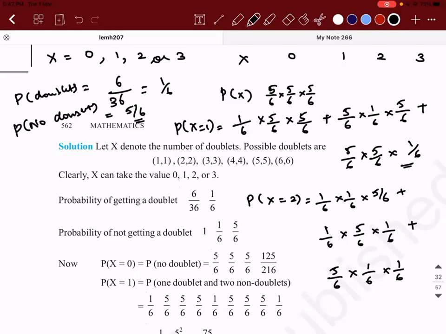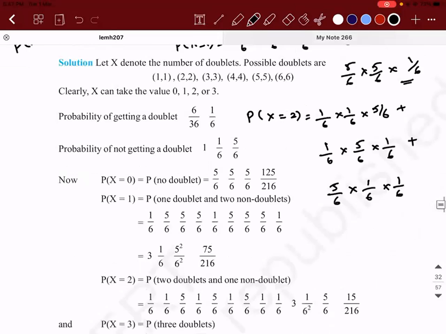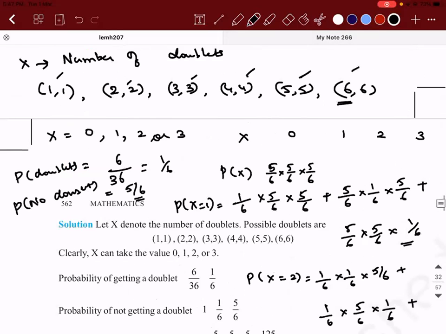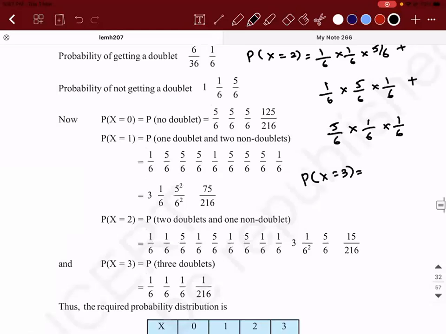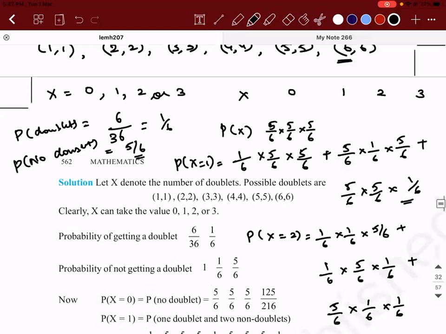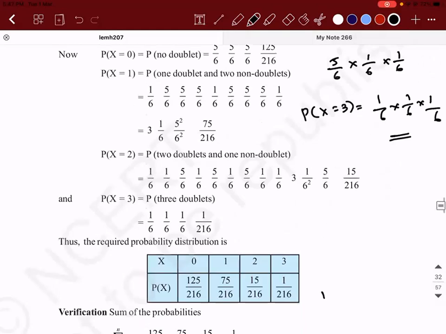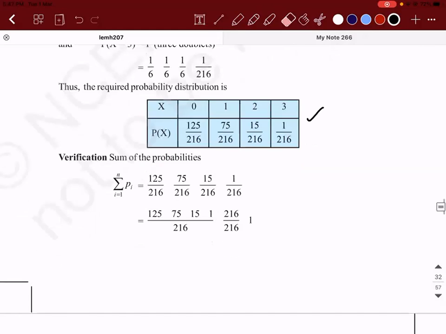Yes, sir. So what is the probability of X equal to 3? Getting a doublet each time: 1 by 6 into 1 by 6 into 1 by 6. So you will get the values, right? Take all those values and put them under this table. That will give you the required probability distribution table. I hope I'm clear with this. And if you observe, the sum of all probabilities should give you 1.